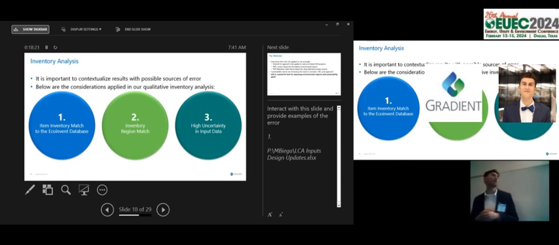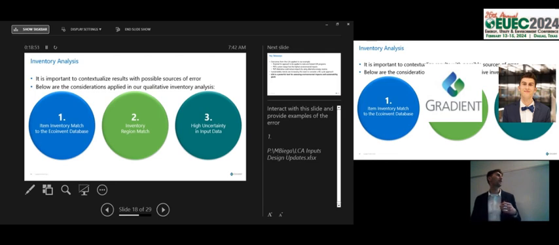The second source of error we ran into a lot was an inventory region match. We wanted to consider a CCR source somewhere in the United States. However, a lot of the values calculated in a database were from either Europe or Australia or were global values, and this can have a big impact based on where a product is made or where energy is being produced.